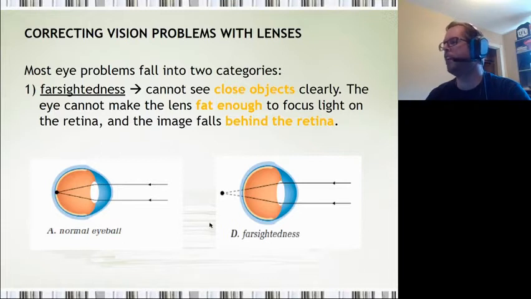retina at the back. Now with farsightedness, you'll notice that the focus point is actually located behind the retina, and that is why this image that ends up forming here is obscure, blurry, okay, because that image is focusing crisply behind.